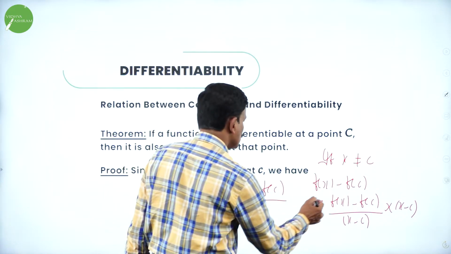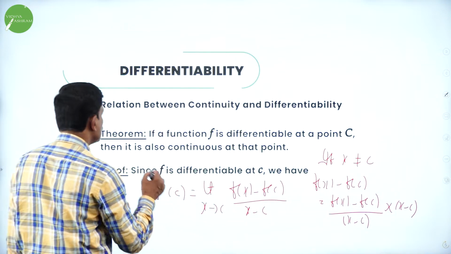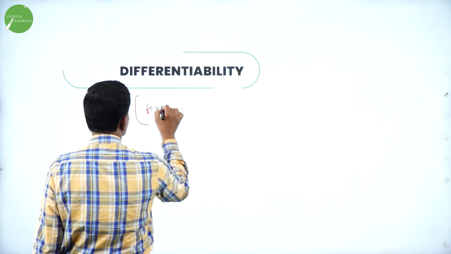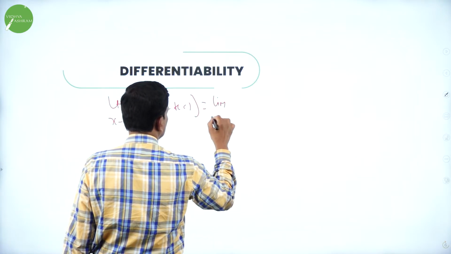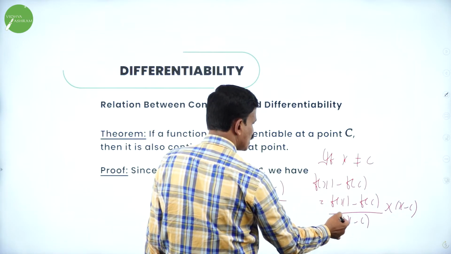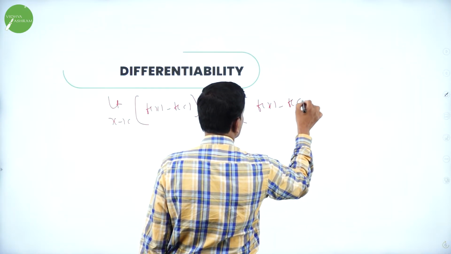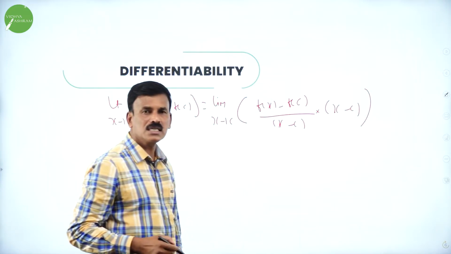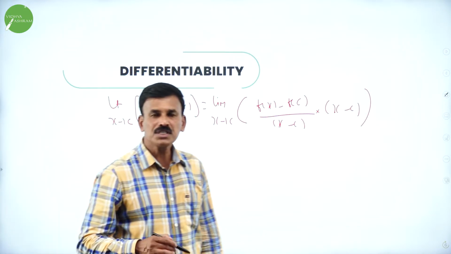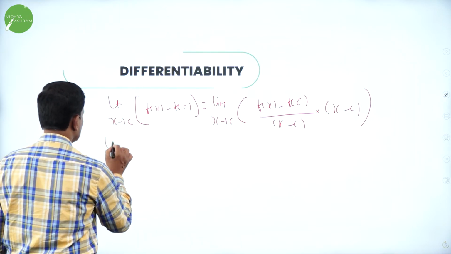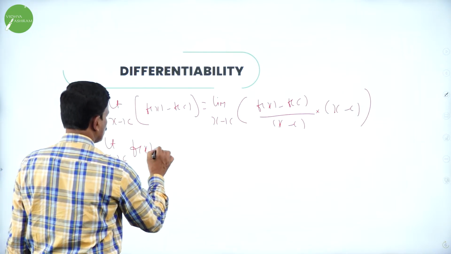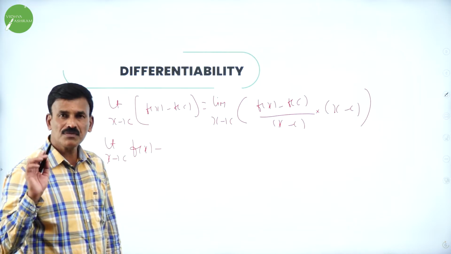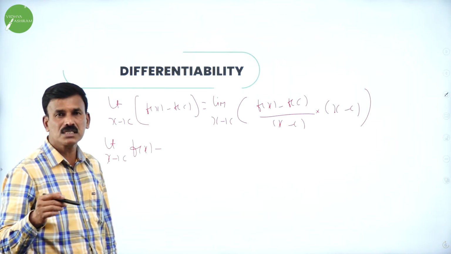Taking limit on both sides as x tends to C, limit x tends to C of f of x minus f of C can also be written as limit x tends to C of the right hand side, that is f of x minus f of C divided by x minus C, into x minus C. Now, using the properties of limits, term by term application: limit x tends to a of f of x plus or minus g of x can be written as limit x tends to a of f of x plus or minus limit x tends to a of g of x, term by term evaluation.